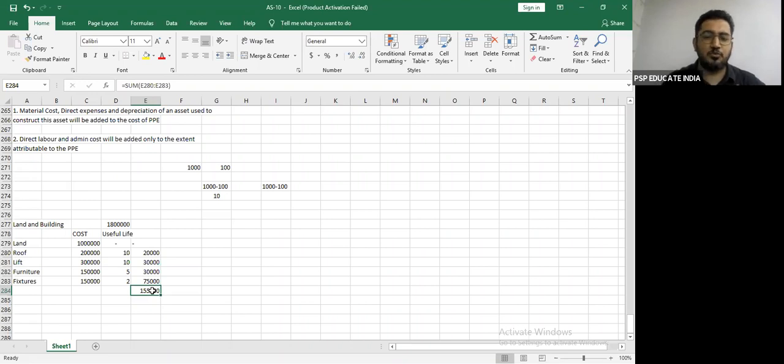This approach is known as the component approach because you're breaking down the entire property, plant and equipment into various components, and then you are providing depreciation based on every component. That is why this method is also known as the component approach.